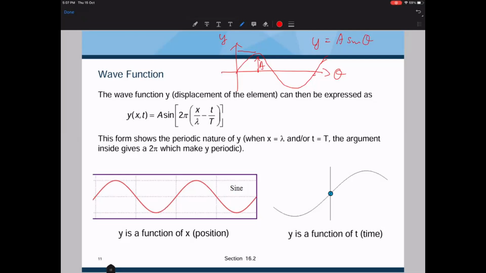And what is this distance? If it is in terms of theta, you could easily understand this one should be equal to 2 pi. Because when you have sine theta and theta equals 0, y is equal to 0. And when it is equal to 2 pi, it comes back to the original point and becomes 0 again.